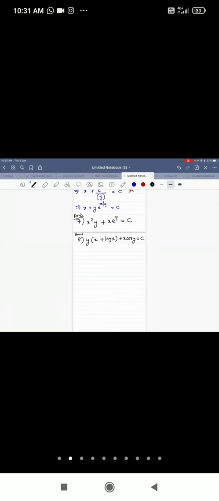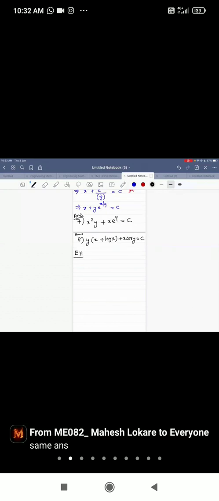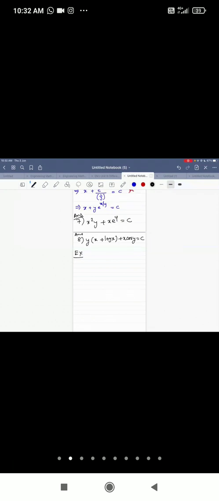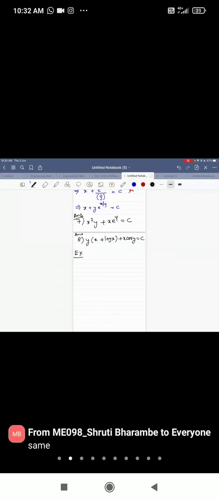Okay, please check. Now, last example on this exact differential equation, and then I'll start the reducible form, because now I think most of you have started understanding it. Okay, Mahesh Lokre is saying that he has got the same answer. Good, Mahesh. Good. Now, example number 9.